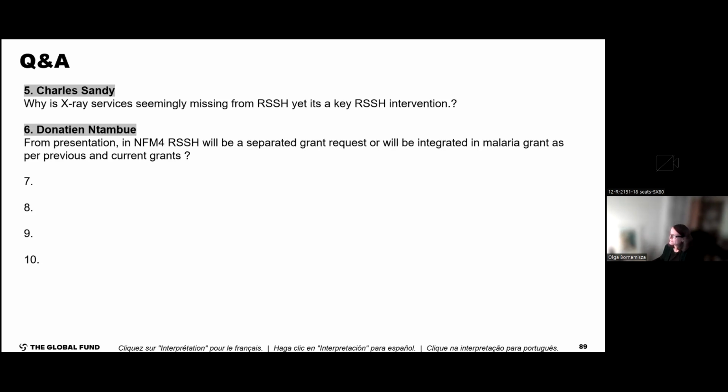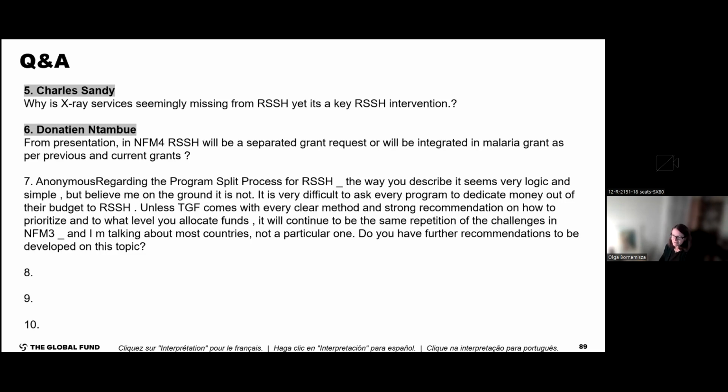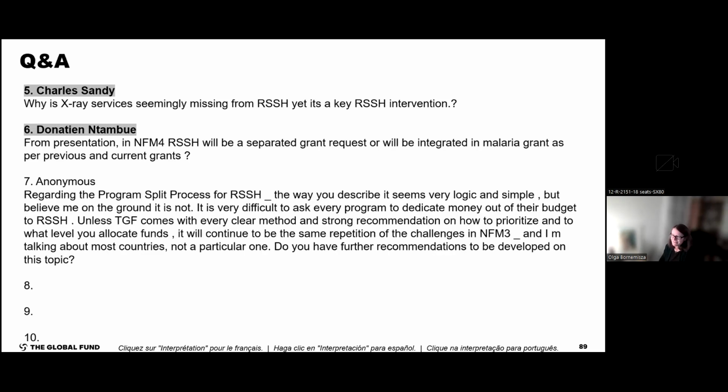I see one more question, and I see I've got 2 more minutes. On the program split, the way you describe it seems very logical and simple, but believe me, on the ground, it is not. Yes, I do believe you. I know it's not easy. It is very difficult to ask every program to dedicate money out of their budget to RSSH. Unless the Global Fund comes up with a very clear method and strong recommendation on how to prioritize and to what level you allocate funds, it will continue to be the same repetition of the challenges in NFM3. And I'm talking about most countries, not a particular one. Do you have further recommendations to be developed on this topic?